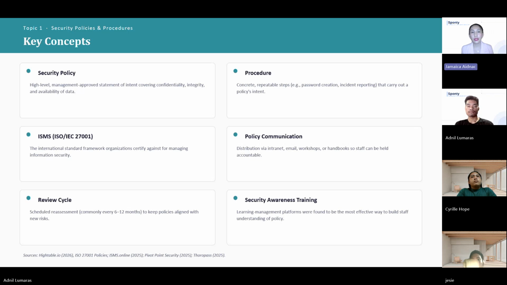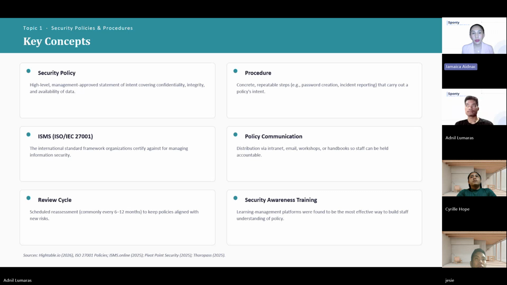In other words, a policy might say access to sensitive systems must be limited to authorized personnel, while the accompanying procedure spells out exactly how an employee requests access, what proves it, and how that access is revoked when someone changes roles or leaves the company.